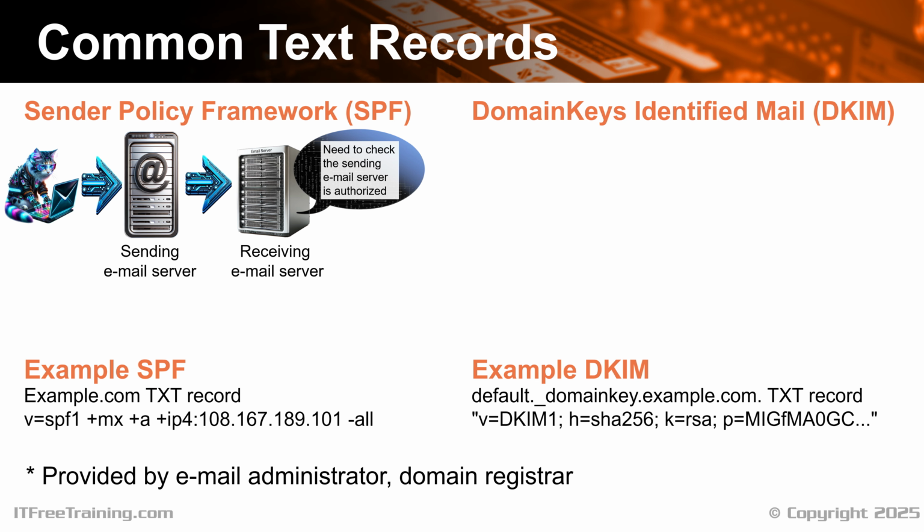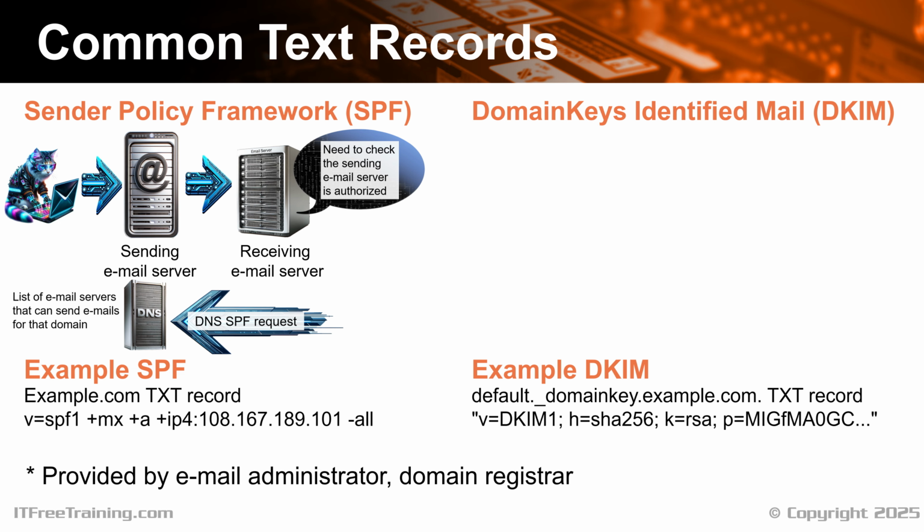To authenticate the sending email server, the receiving email server will request the SPF information for that domain name. This will contain the addresses of the email servers that are authorized to send emails from that domain name. If the sending email server does not appear on that list, the email will be rejected. Thus, SPF works to ensure only authorized email servers can send email for that domain.